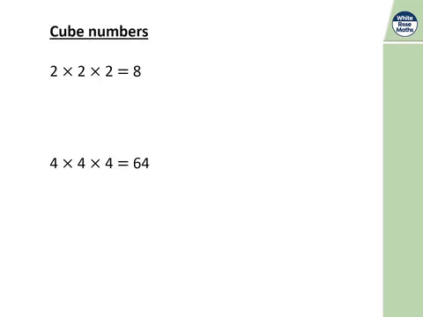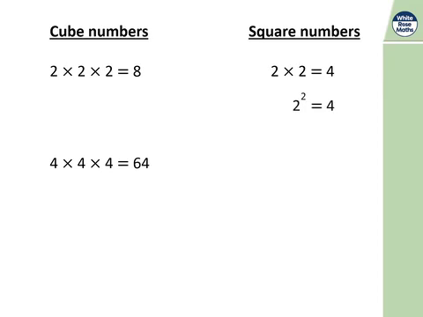Let's compare how we write square numbers to how we write cube numbers. Here are the 2 cube numbers we've learnt about so far, 8 and 64. Let's bring up a squared number that we saw yesterday. 2 times 2 is equal to 4. Therefore, 4 is a square number. We know from yesterday that we write that number sentence like this, and we'd read that 2 squared is equal to 4. Why do we write a little 2 above and to the right of the number we're squaring? Because squaring means multiplying a number by itself twice, in this case the number 2 twice.